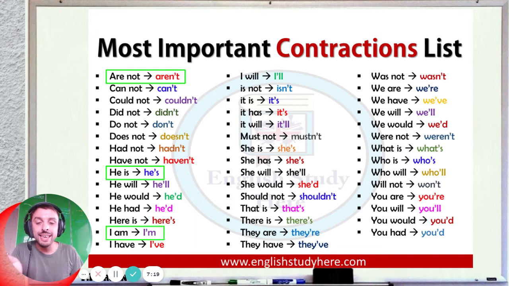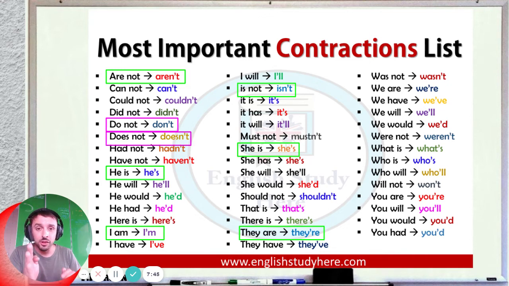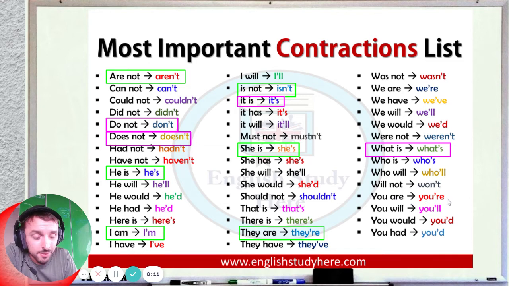He is becomes he's. I am becomes I'm. Is not, isn't. She is, she's. They are, they're. Do not, don't. Does not, doesn't. Okay, any more? Yes, it is, it's. Oh, and what is, what's. Okay, and I think you actually know, that is, that's, there is, there's. Okay, you know some of these. You are, you're. I think you know that one.